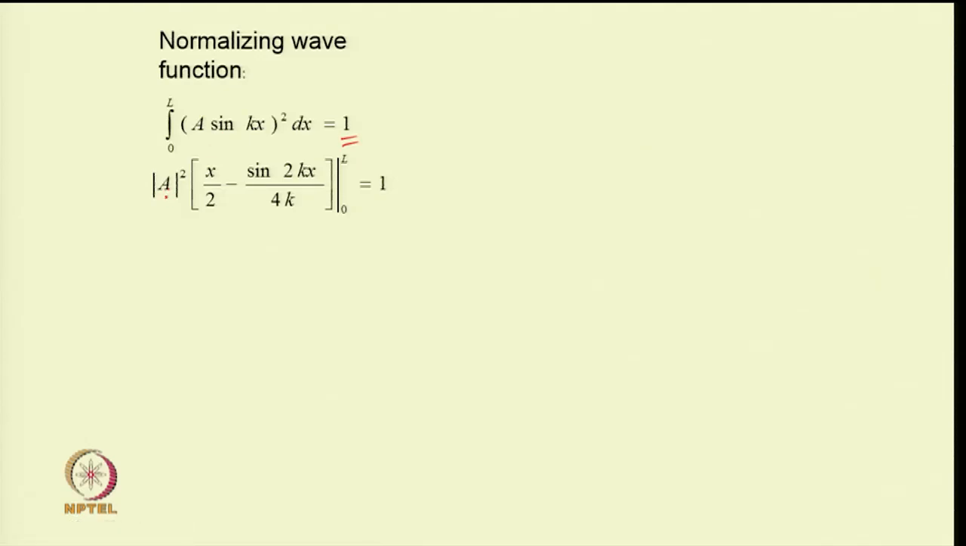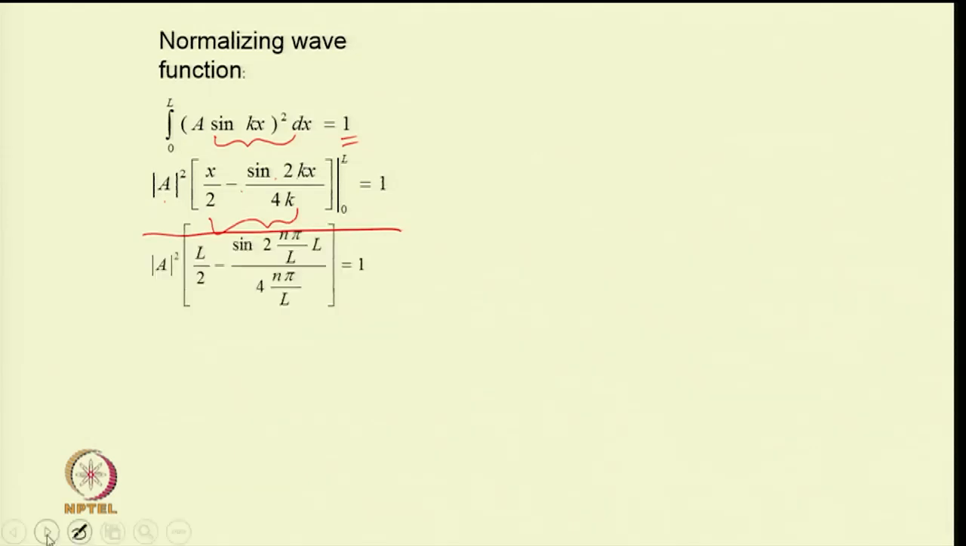Now if you do this, what you are going to get is A square times x by 2 minus sin 2kx by 4k, from 0 to L. This part is basically the integration of sin square kx dx. When you do this integration you will get this value. Now you put in these conditions. When x is equal to L, it will be L by 2 minus sin 2kL by 4k, putting in the value of k also. For 0, you are going to get 0 here, and again here it will be 0.